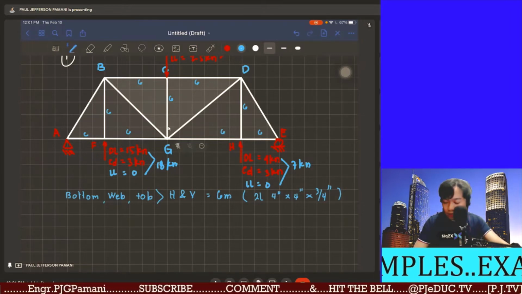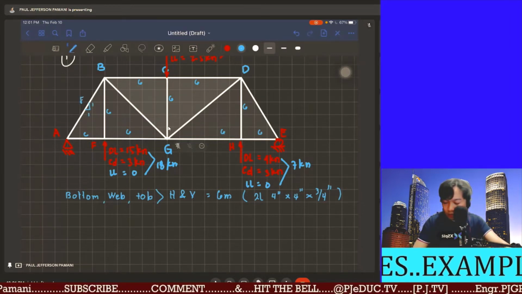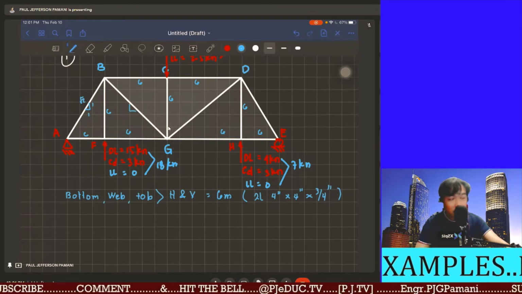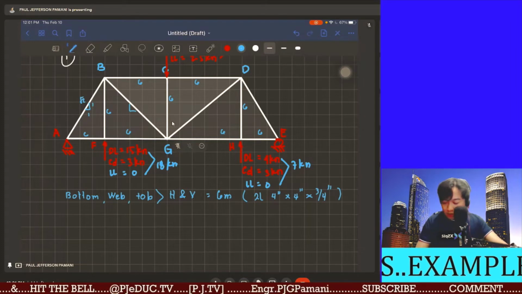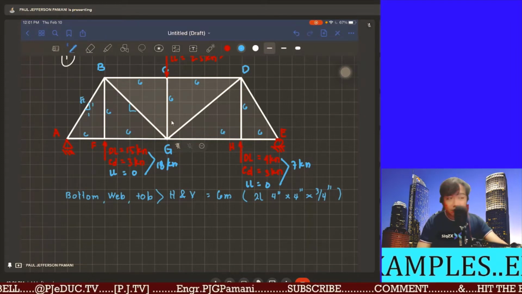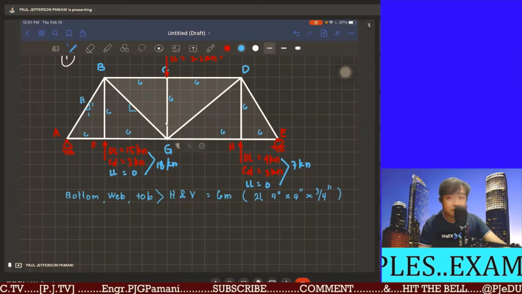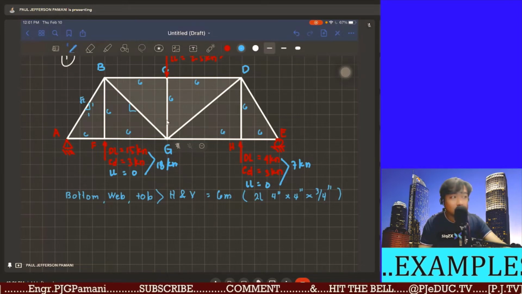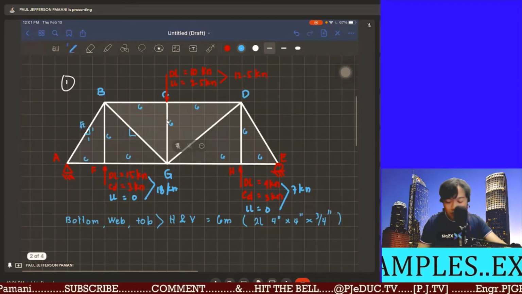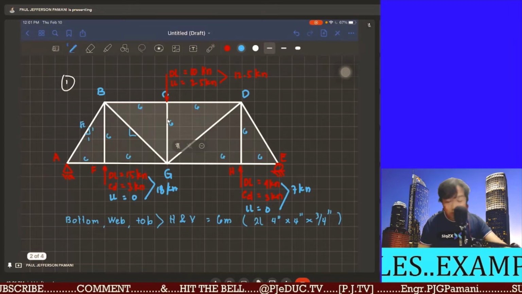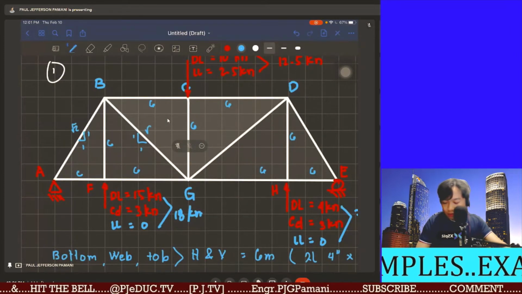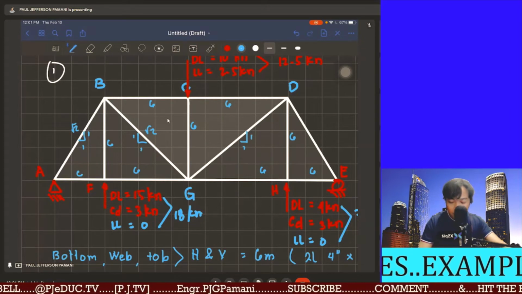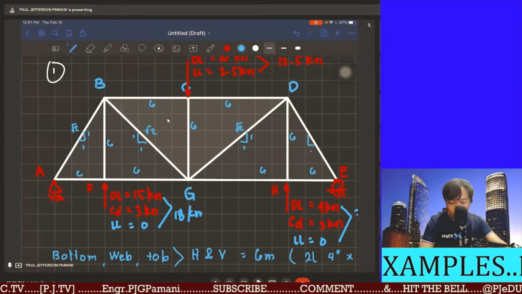Then the rest will be a 1:1 of square root of 2. Lahat ng inclined and diagonal web members. 6:6 is simply 1:1 of square root of 2. Tama ba? Tama? Yes, sir. So 1:1 square root of 2.